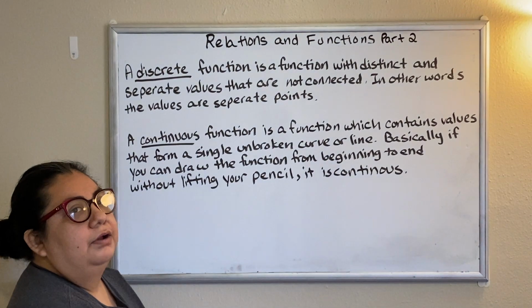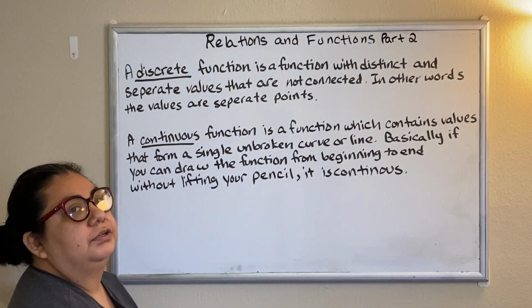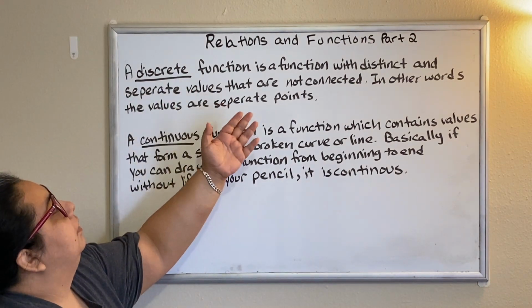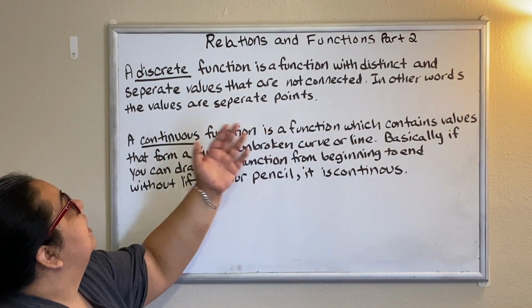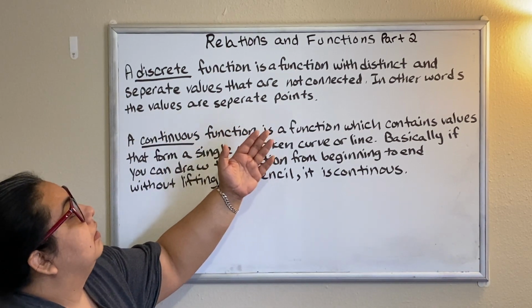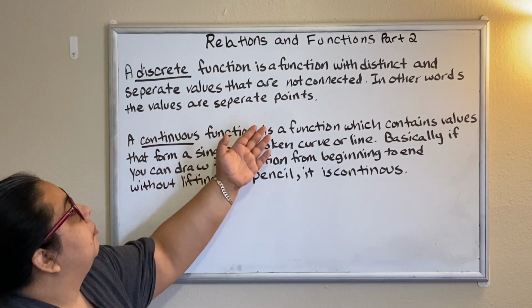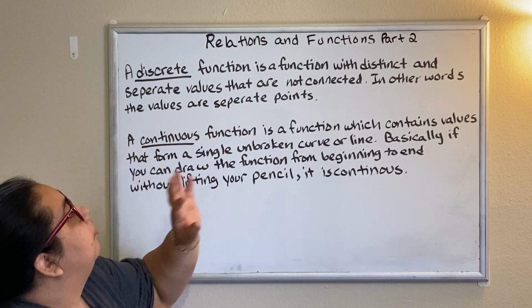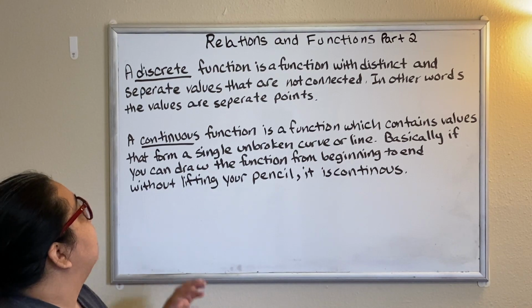So now we're going to look at whether a function is discrete or continuous. So let's define each of those. A discrete function is a function with distinct and separate values that are not connected. In other words, the values are separate points. So a discrete function is a collection of separated points or values that are not connected.